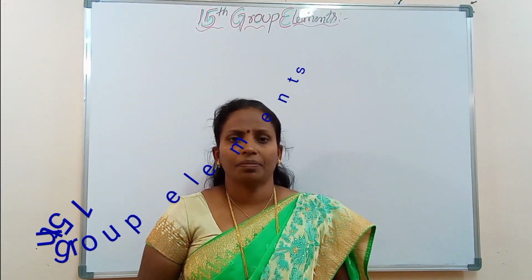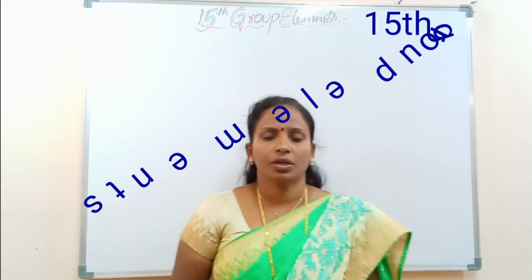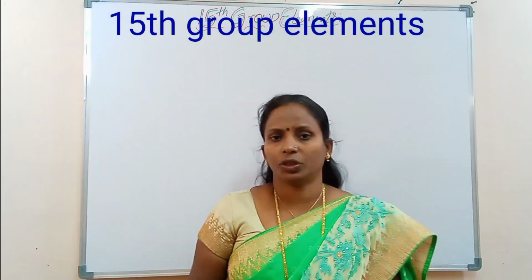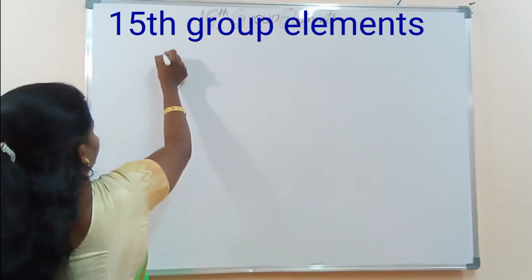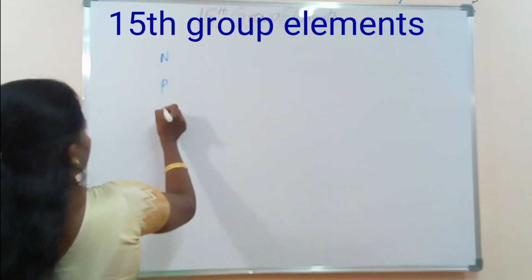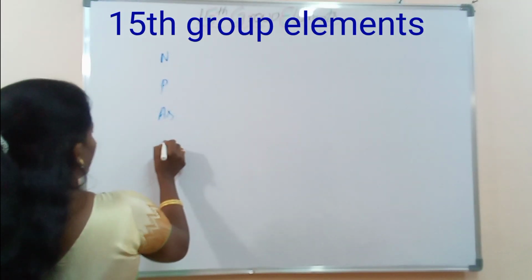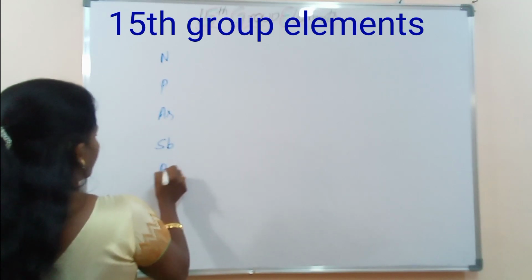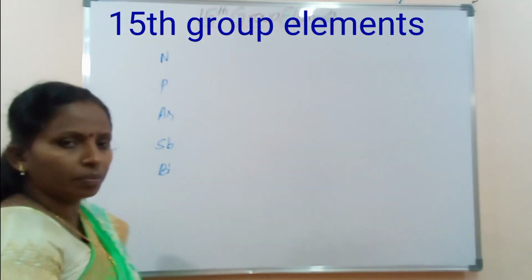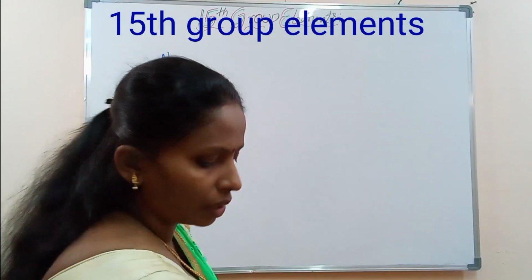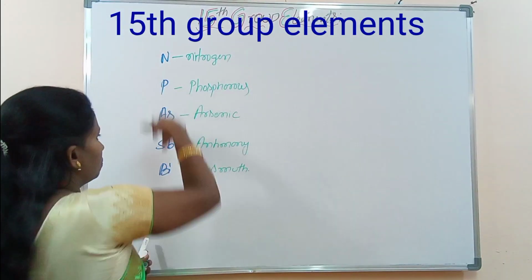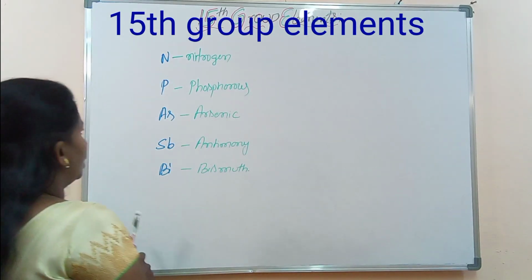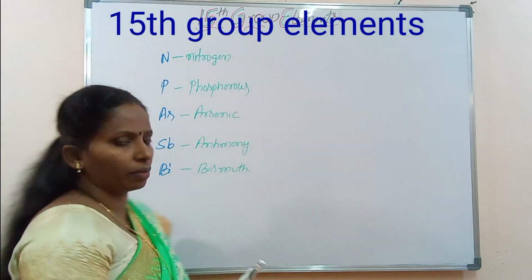Last class I gave the introduction to P block elements. So today I am going to commence the 15th group elements. The 15th group elements are nitrogen, phosphorus, arsenic, antimony and bismuth. These are the symbols of the P block elements. Then the atomic numbers.